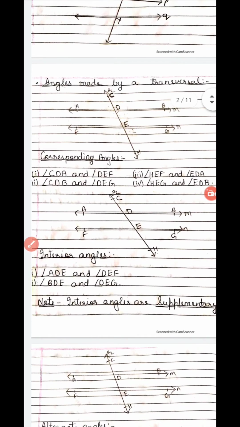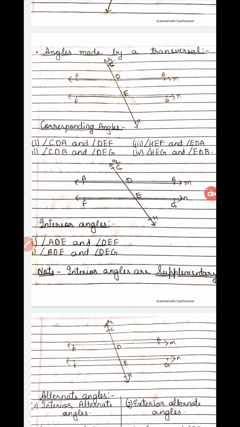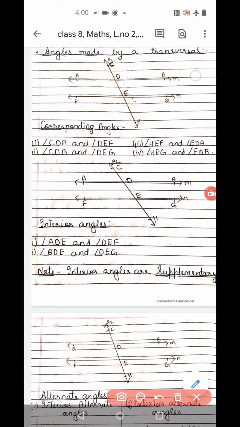Next, angles made by a transversal. This part of the chapter is very important because based on it, you will be able to answer your exercises very nicely and without any mistakes. So it is very necessary that you understand the different types of angles made by a transversal. As you can see in this diagram, line M is parallel to line N and line R is the transversal, and line R cuts the parallel lines M and N at the distinct points D and E respectively.